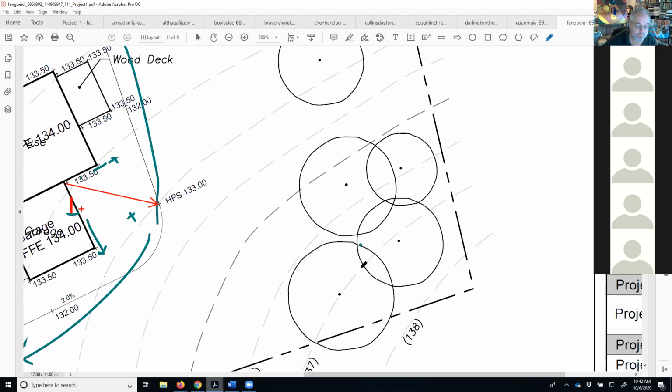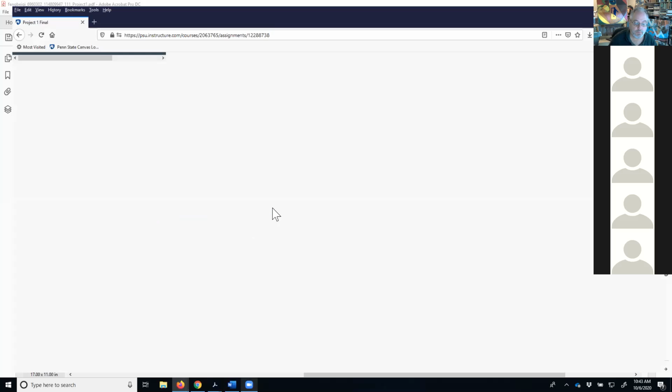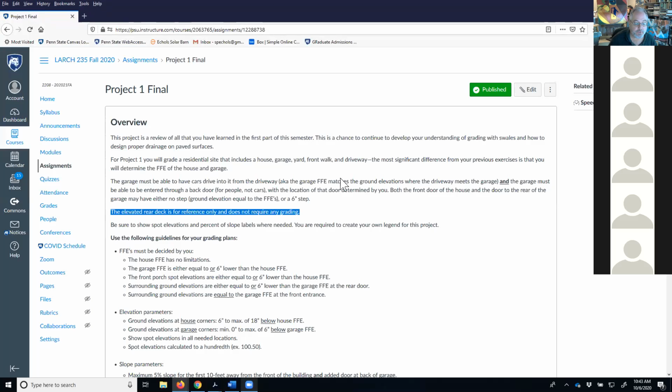When should we worry about the door? After we finish our swale and everything? Anytime you want. It's not going to be hard. You may as well stick it in now, but you can certainly do it later. This back corner, getting this area to drain is something everyone's going to have to address. Oh, and by the way, these spots go away. Why do they go away? Because as we said in the problem statement, the elevation for the deck is reference only and does not require any grading.